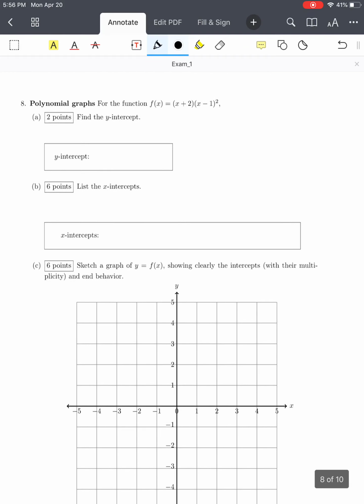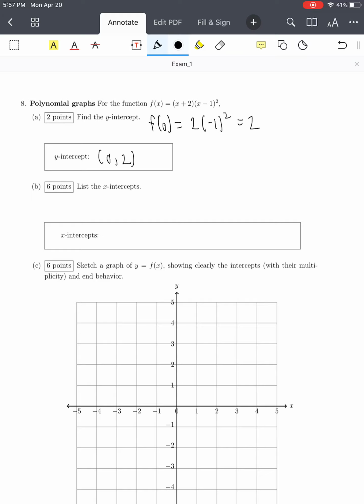Now let's go on to problem 8. So for the function f of x equals x plus 2 times x minus 1 squared, we want to find the y-intercept. So the best way to find the y-intercept is to plug in 0 for x. So f of 0 equals 2 times negative 1 squared, or just 2, since negative 1 squared is positive 1. So the y-intercept is 0, 2.